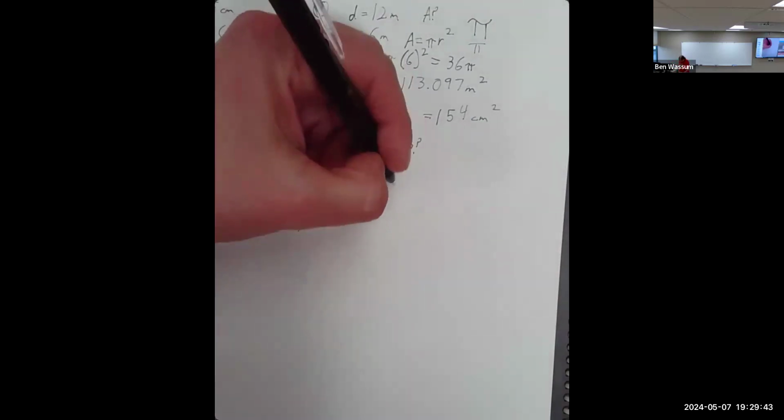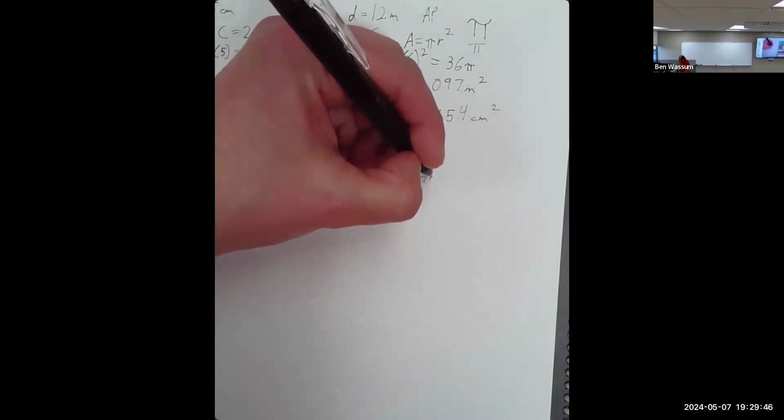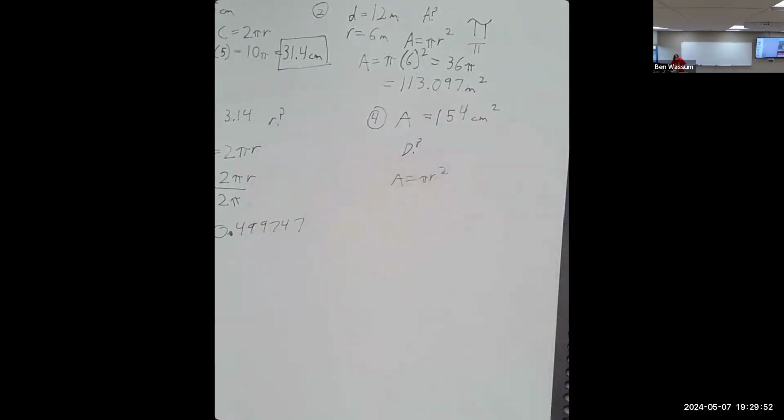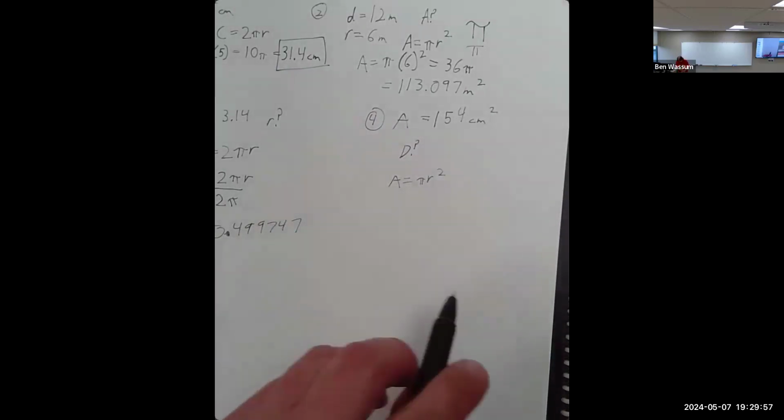Okay. Number four was asking, hey, we have an area. The area is 154. 154 what? Square centimeters. And it's asking for the diameter. Things we know about the diameter, it's twice the radius. Things I know about the area, I have a formula for it. The formula deals with the radius. If I find the radius, I can just double it and get the diameter. Yay. So there we go. That's what I'm going to work with.